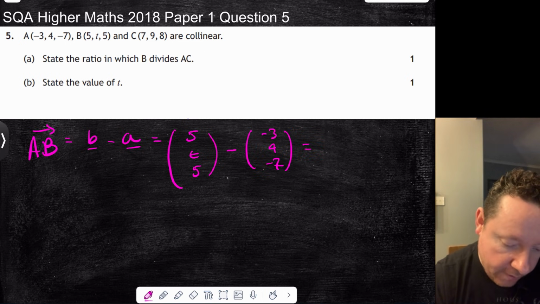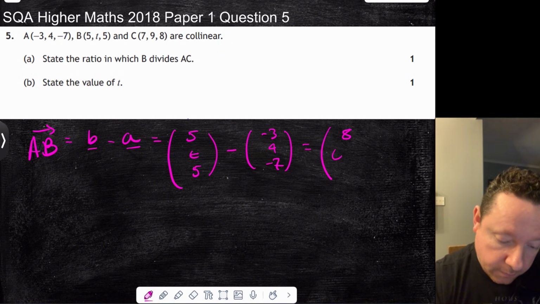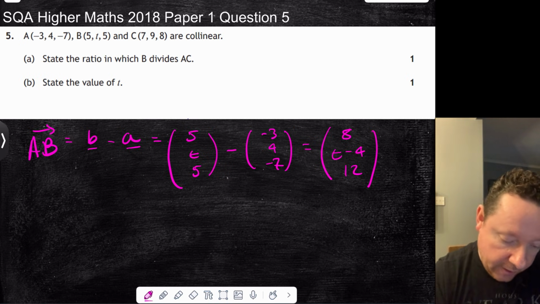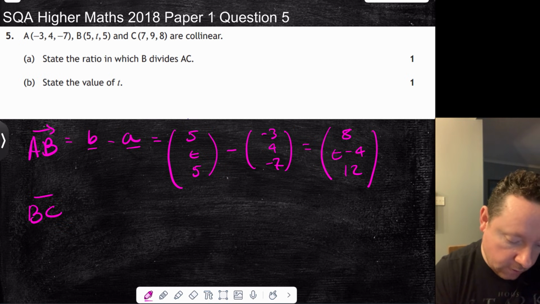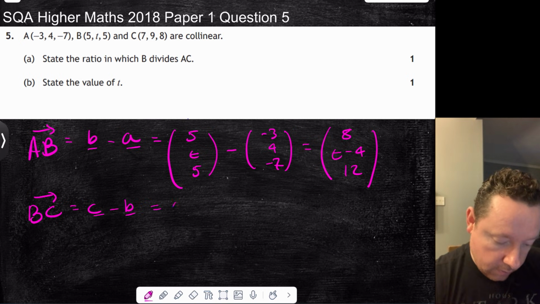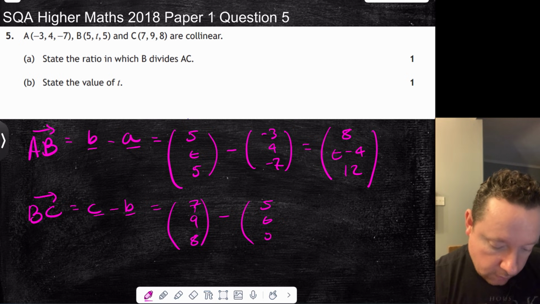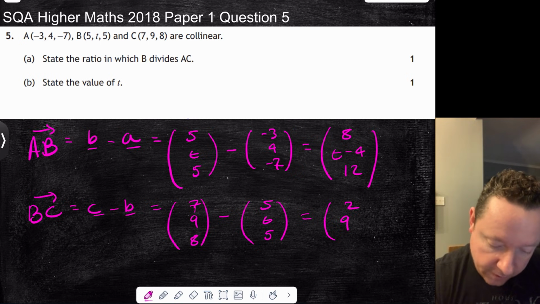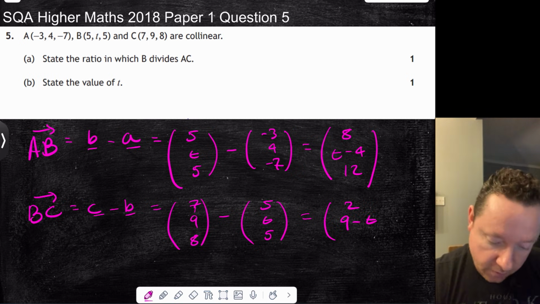So now taking away them, 5 minus 3 is 8. T minus 4. And 5 minus 7 is 12. So we get our A to B. Now let's do the same for B to C. So that's C minus B. So that equals 7, 9, 8 minus 5, t, 5. 7 minus 5 is 2. 9 minus t. Don't worry about them now, that'll be for part B. And 8 minus 5 is 3.